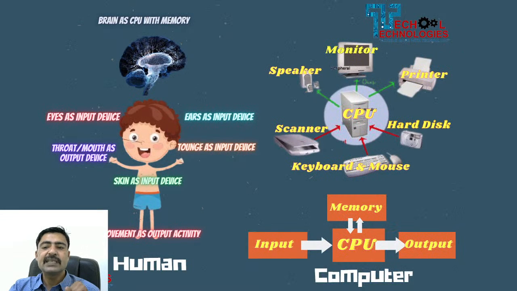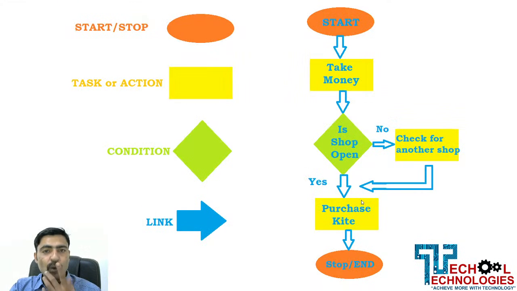Then we have seen the comparison between human architecture and human working, and human architecture and computer architecture, where we have input and output connected with CPU and memory. Then we have seen the flow chart, or how we make the roadmap for our programs.